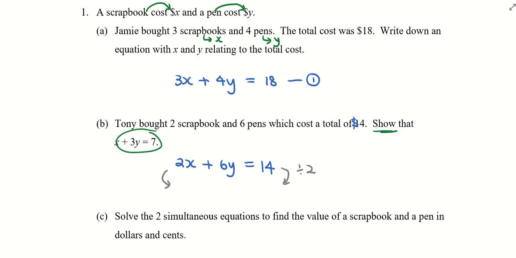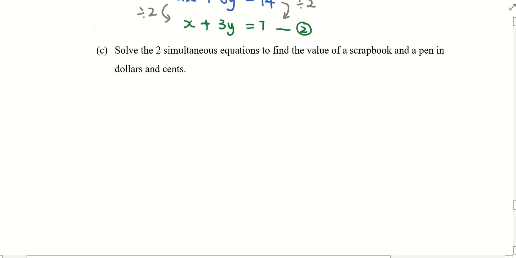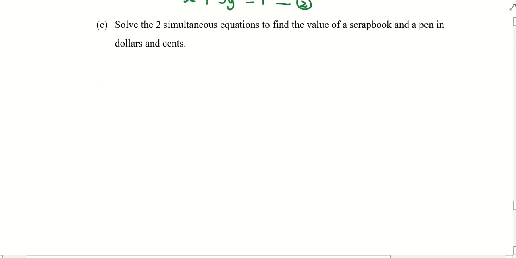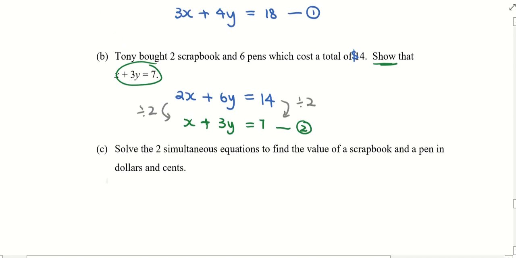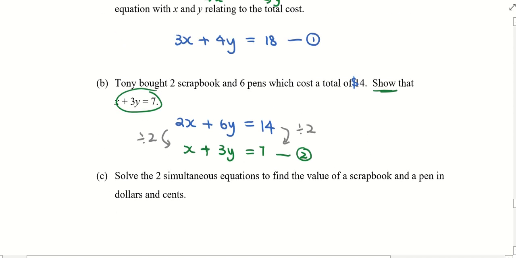We will have to divide both sides by 2. When you do that, can you see that we have x plus 3y equals 7? Okay, so that would be our second equation. Now for part C, solve the two simultaneous equations to find the value of a scrapbook and a pen in dollars and cents. So let me copy down the two equations that I just found in part C.